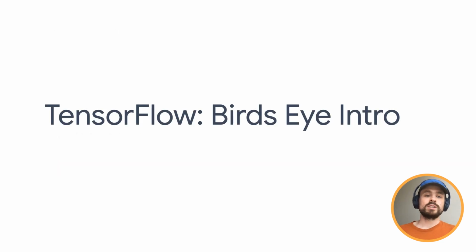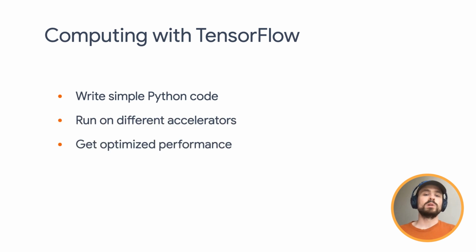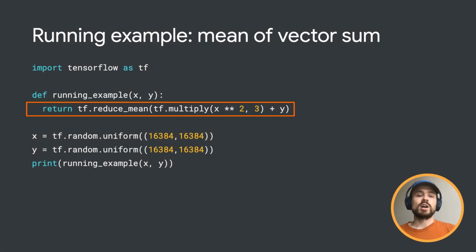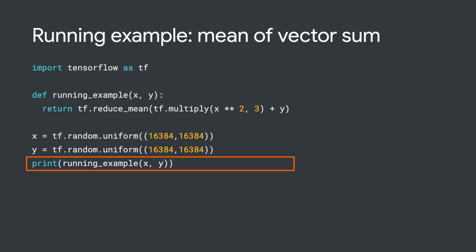TensorFlow is a complicated system with many features, but we will focus on the ability to write simple NumPy-like Python code, which can then run with data parallelism and good performance on many different devices, be it CPU, GPU, or TPU. This is the running example we shall use throughout the talk. We are computing a mean of the sum of two vectors, where the first vector was squared and multiplied by 3. And then we run this computation with two random inputs.